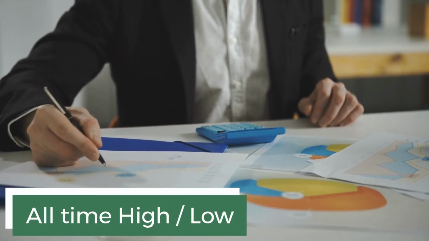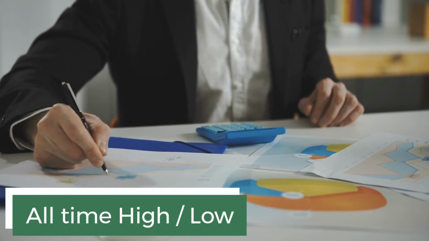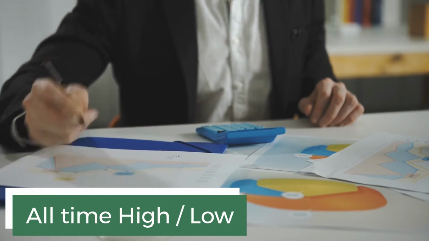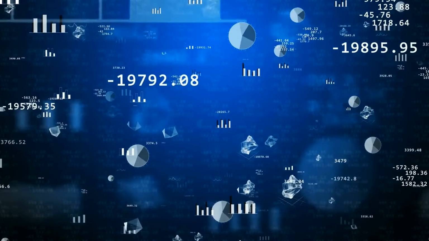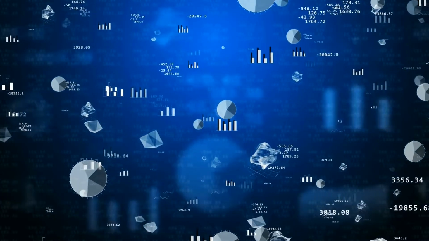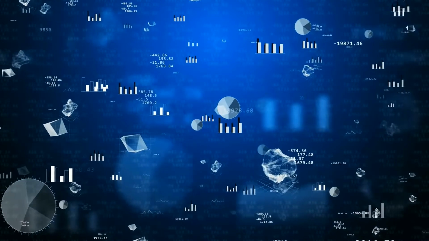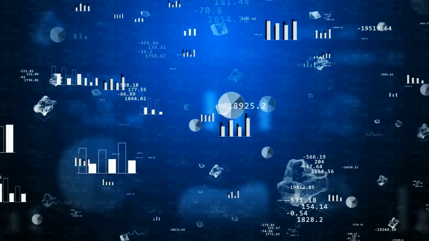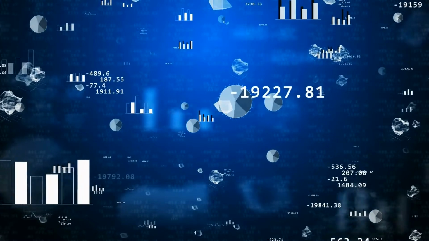An all-time high and all-time low. So this is very similar to the 52-week high and low, with the only difference being that all-time high is the highest price of the stock traded since it came to the public. And similarly, all-time low is the lowest price since it came to the public.